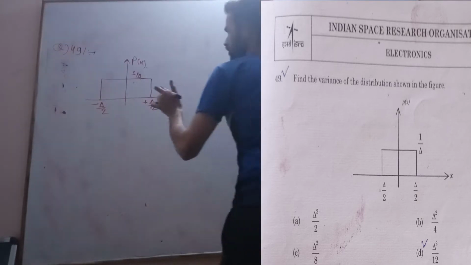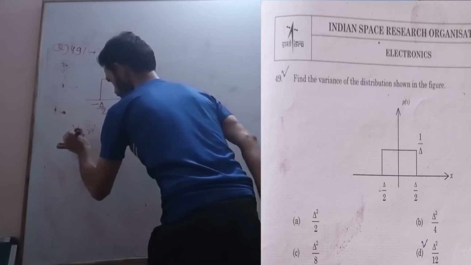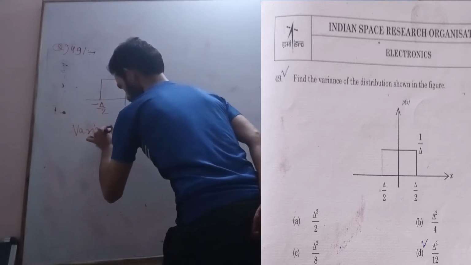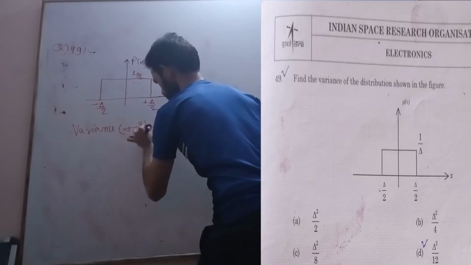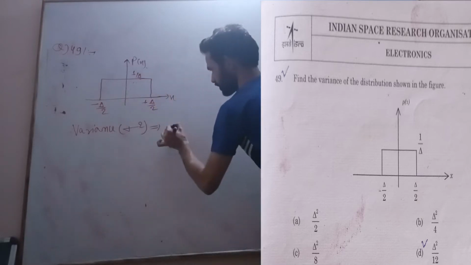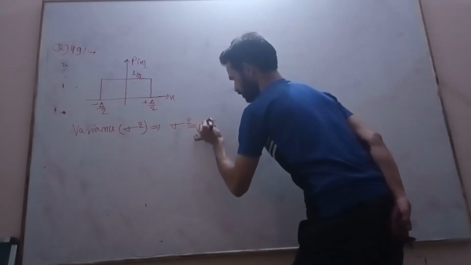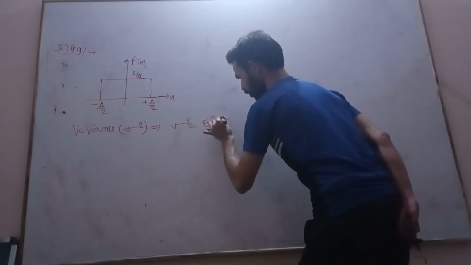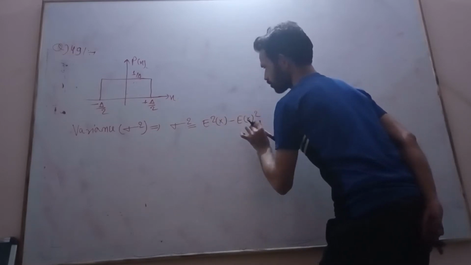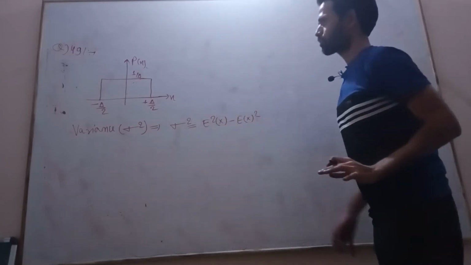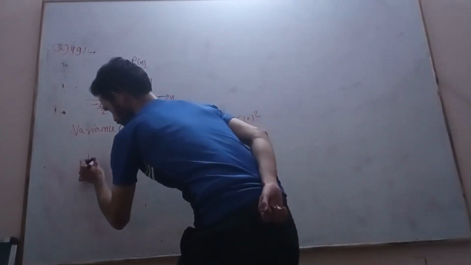What is the variance here? As we know very well, variance is sigma square, which is equal to the mean square value of x minus the square of the mean. So this is my variance. First of all, calculate the mean.